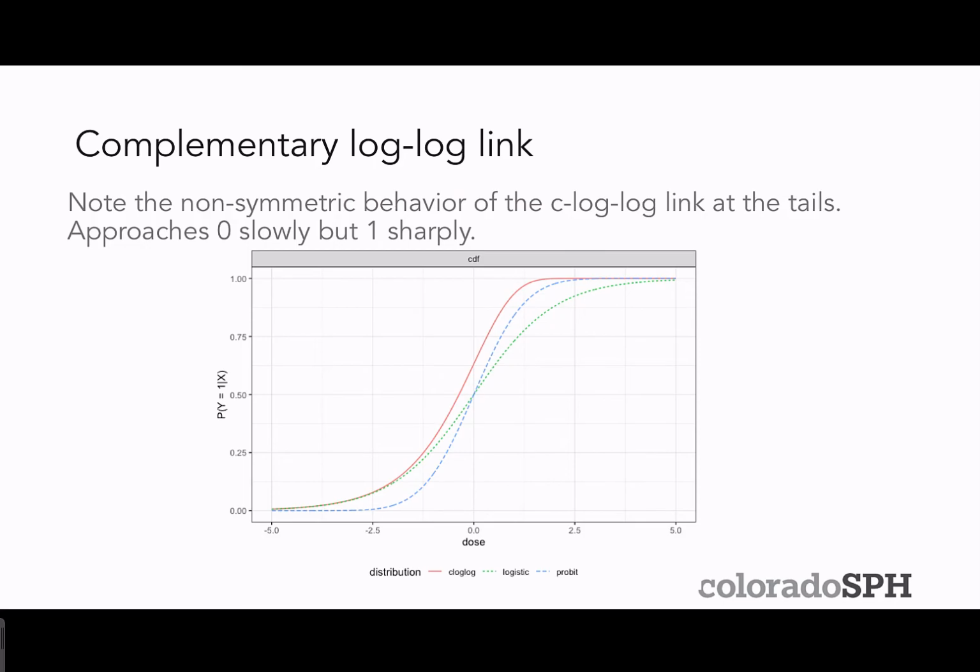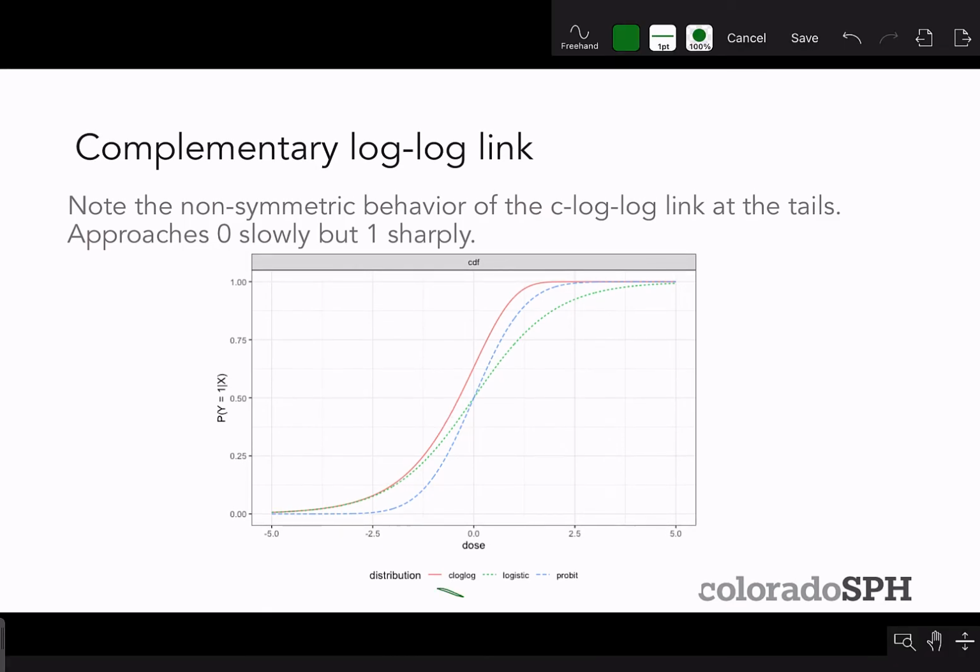So this plot looks at the CDFs, also just the link function for the C-log link, the logistic link, or the Probit link. And note that you're not symmetric for the C-log link at the tails. What that means is if you look at the Probit link in blue here, you have the same behavior as the probability goes to 0 as you do as the probability goes to 1. It sort of flattens out for a while in both cases. And that's also true for the logistic link.